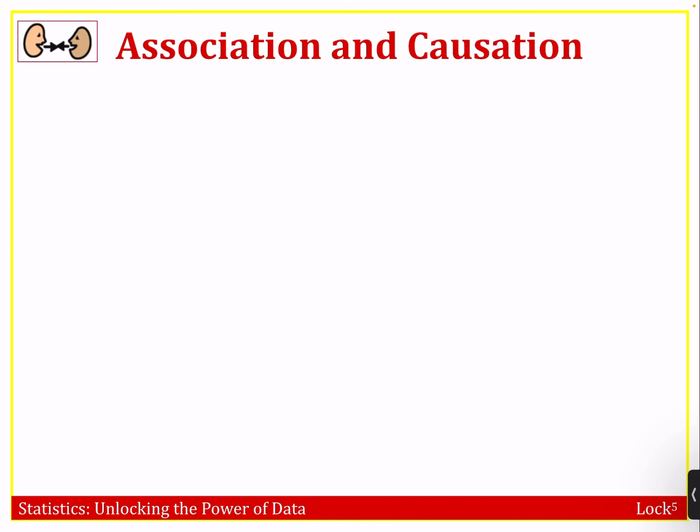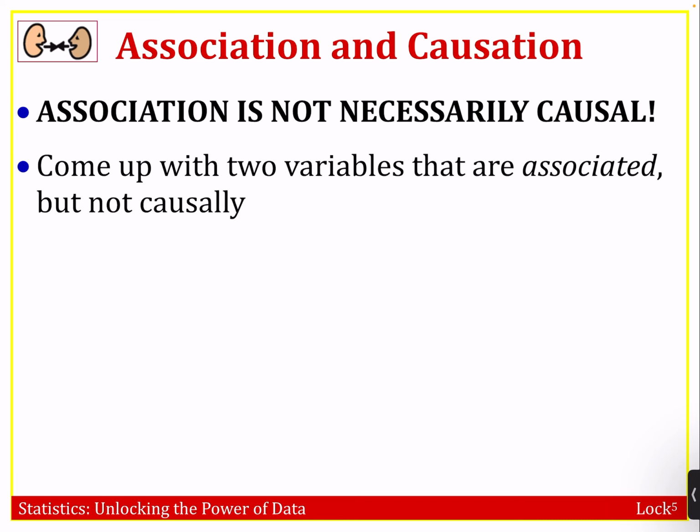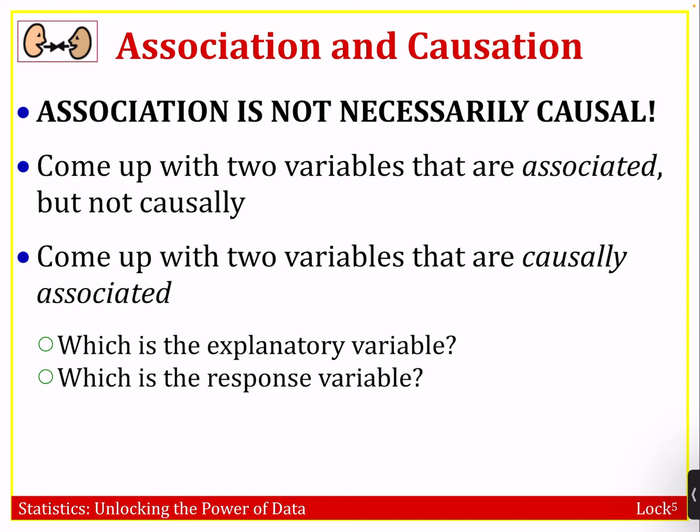We're going to keep talking about causation and association. The big takeaway from today is that association is not necessarily causal. Think for a minute about two things that happen in your life that are associated but not causally. And we're going to look at some examples. If you can't think of any, that's okay. But try to come up with two variables in your life that are causally associated, and talk about which one is the explanatory and which one is the response, in your head, or in your notes, or with whoever is sitting next to you.